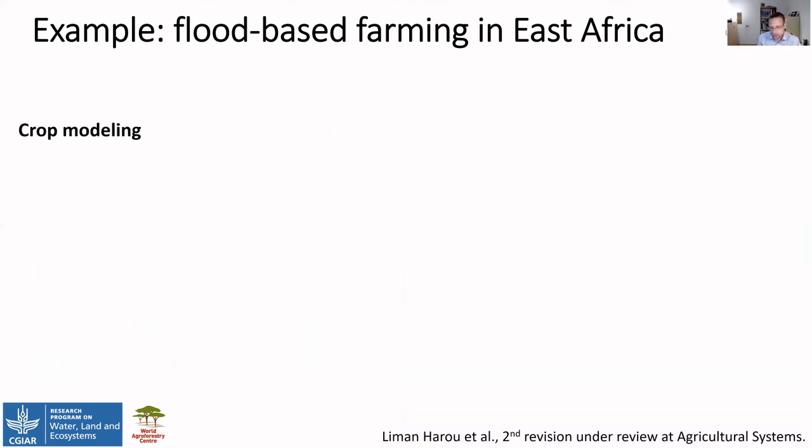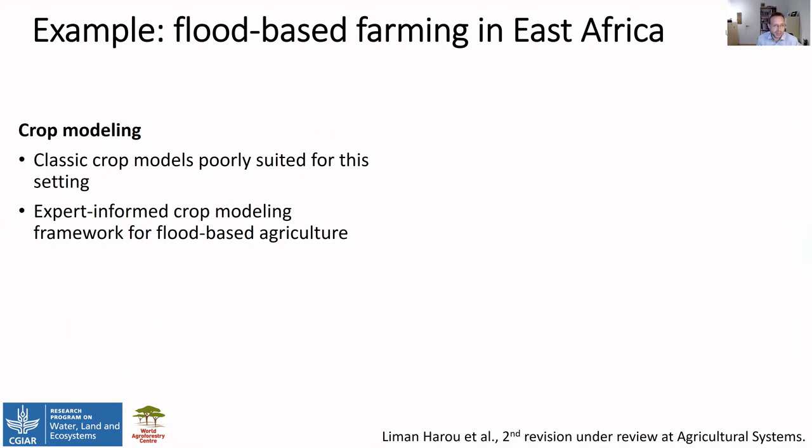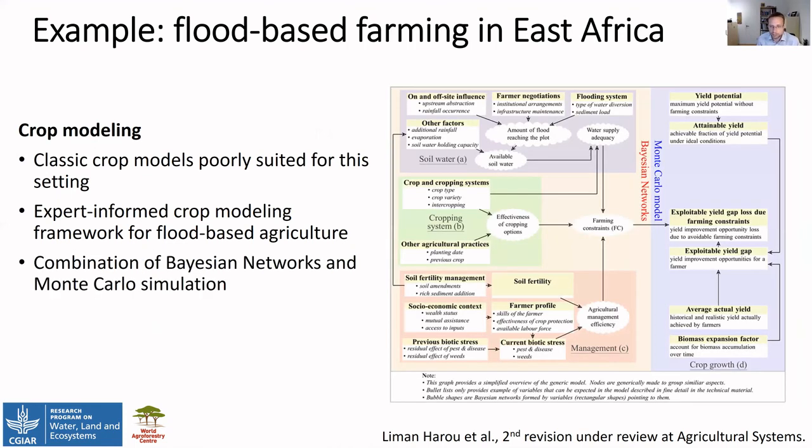So this is difficult, but my graduate student Isufu Liman Haru in Nairobi took on this challenge, and he developed a crop modeling approach. As I mentioned, classic crop models are poorly suited for such a setting, but he produced an expert-informed crop modeling framework for flood-based agriculture using our decision analysis procedures. It combines Bayesian networks and Monte Carlo simulation and allows considering many of the things that classic crop models really struggle with. We see the biotic stresses, for example, are captured.